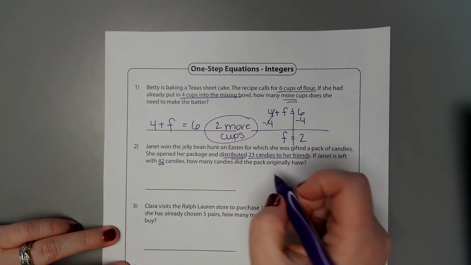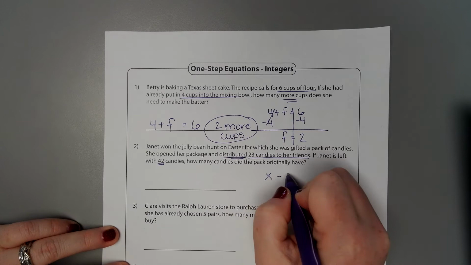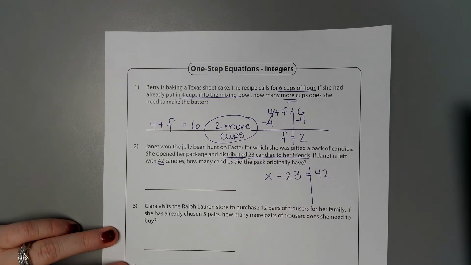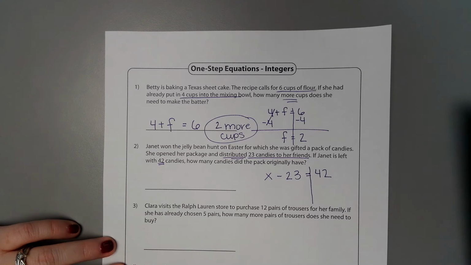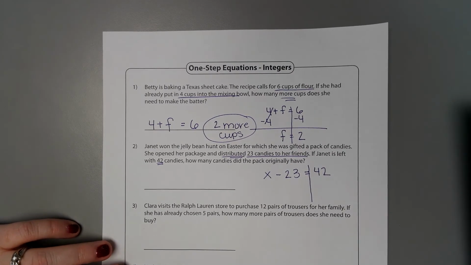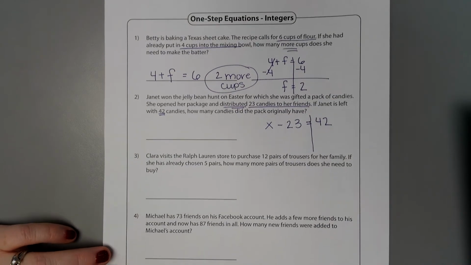So we have our original amount minus what she gave away, and that should equal 42. I'm going to go ahead and let you try and solve it. I will do the last one, or the next one.